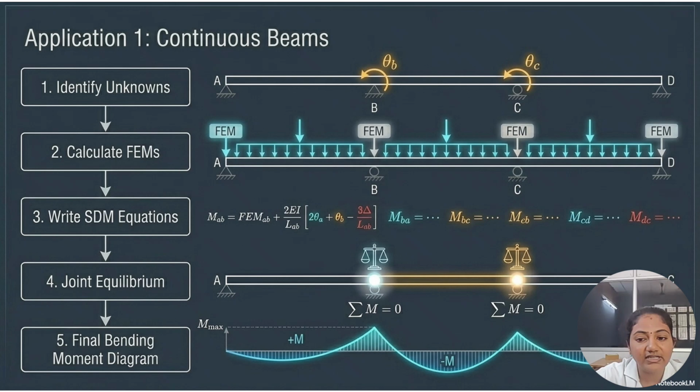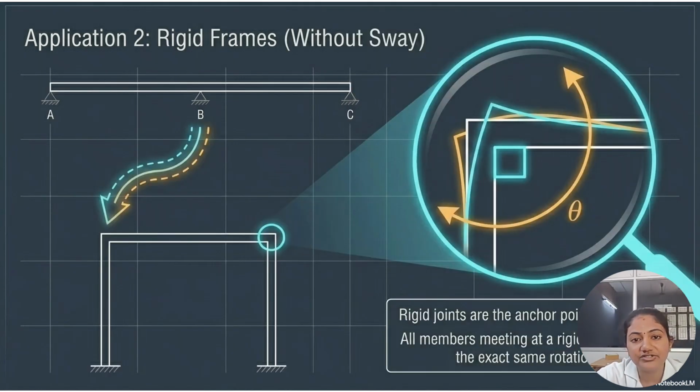And after finding this, we will find the joint equilibrium, the equilibrium at joints B and C, where we have found out the rotations. We will find the joint equilibrium. Once it is done, we will go with the final bending moment diagrams. And then rigid frames.